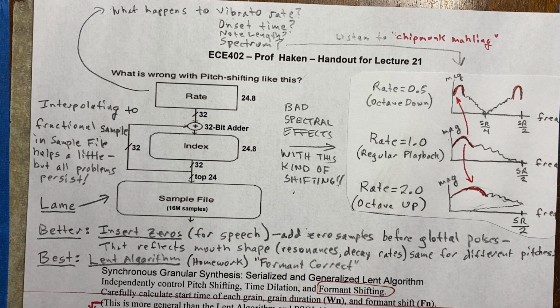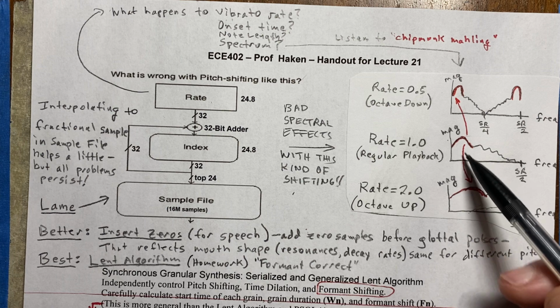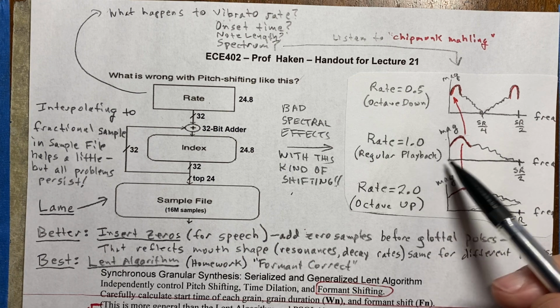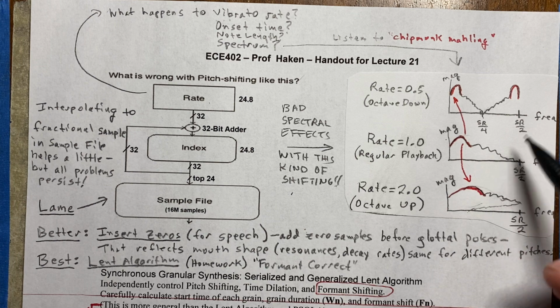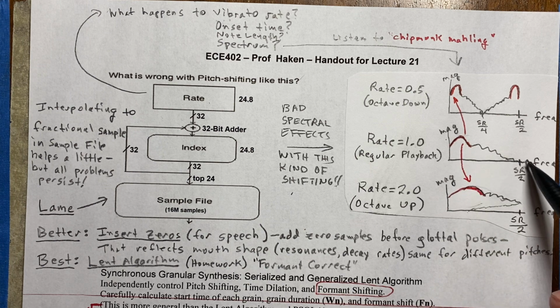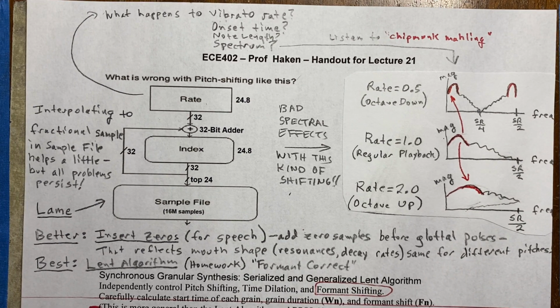Now, if you're wondering, what does this sound like if I do different rates? A rate of 2 is a lot. If you do a rate of 1.06 or something, about a half step up, you might not notice too bad. This will stretch out a little bit. You'll get a little bit of aliasing up here, but it won't be too bad. I want to show you a sound example just to see what this sounds like.